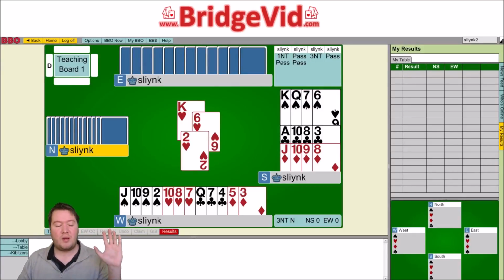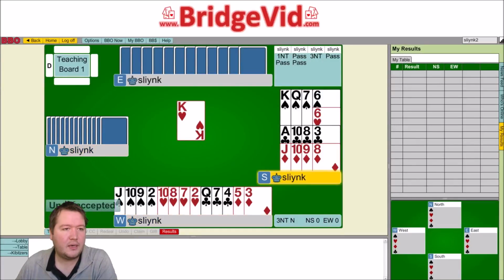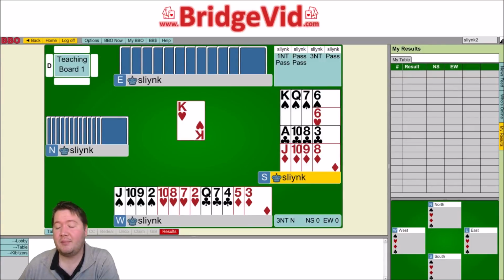So that was a quick rundown of the different types of signals and how they work, what they actually mean. Let's jump in and look at some actual signaling here. So basically, most people pick a combination of attitude and count as their primary signal. So my go-to signaling method would be low encourage and reverse count.